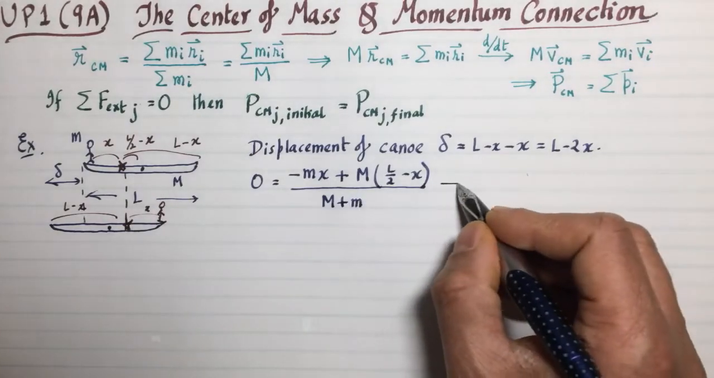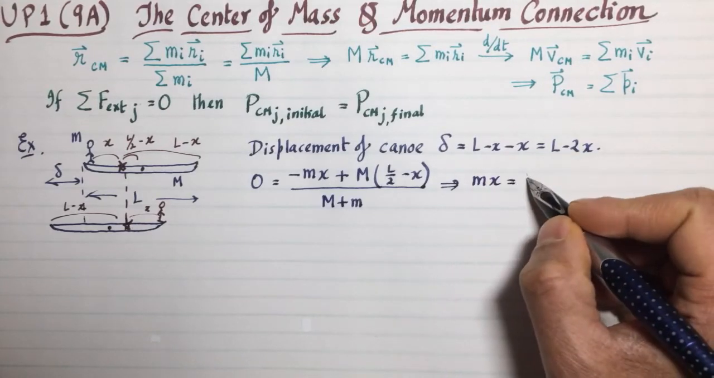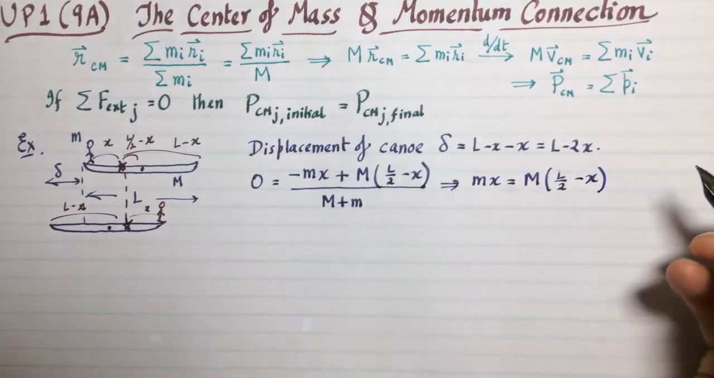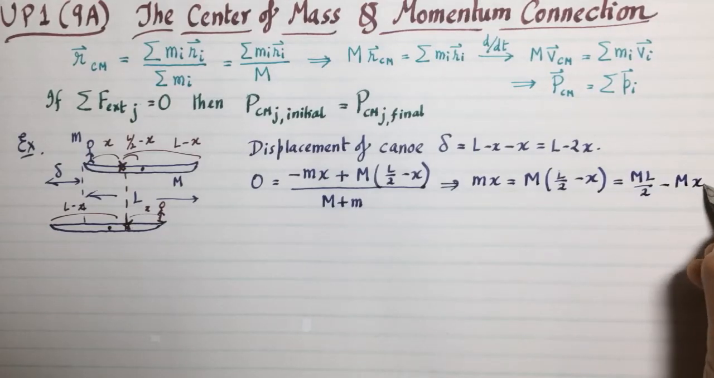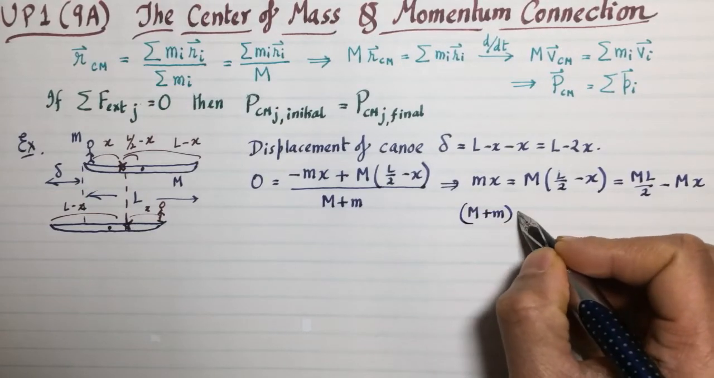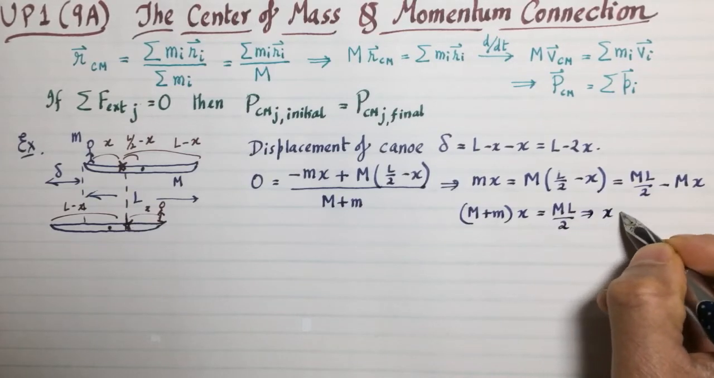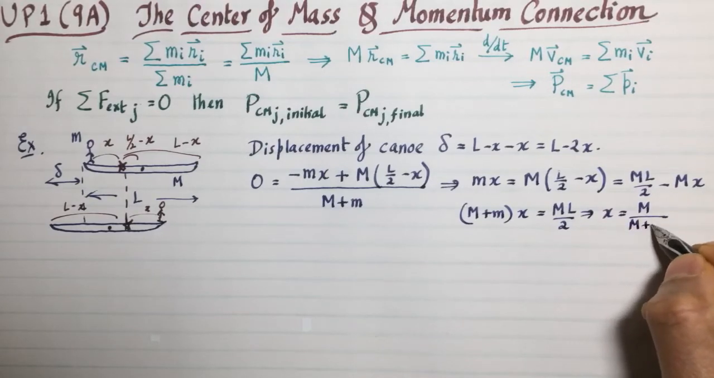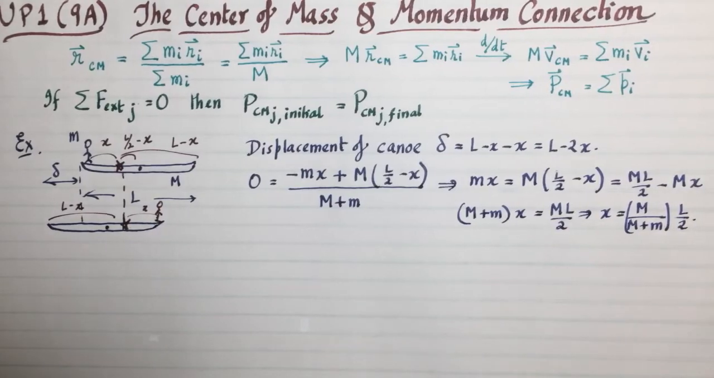So if that is 0, then the numerator is 0, so I have the equation that little m x must be equal to capital M times L over 2 minus x. Let me simplify this. That gives me capital M L over 2 minus capital M x. I will add capital M x to both sides, so I get little m plus capital M times x is equal to capital M L over 2, which tells me that x must be equal to capital M over little m plus capital M, times L over 2. Let's pause to see if this makes sense.